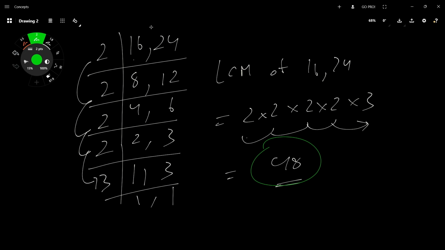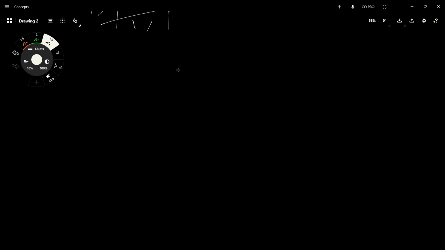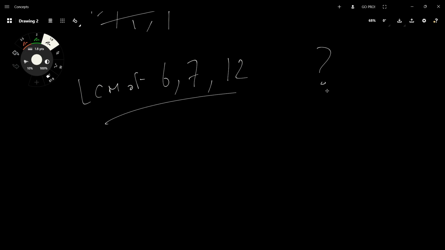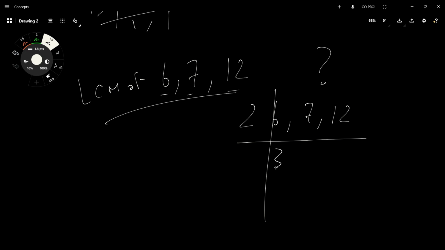Similarly, we can find the LCM of any numbers. Let us suppose we are given 3 numbers, so 6, 7 and 12. We have to find the LCM of 6, 7 and 12. So we need to find a number which is a multiple of 6, 7 and 12. We will apply the shortcut. We will take the common number which can divide by 2. So 2 times 3 is 6, 7 is not getting divided, so we'll simply write 7 as it is. And 2 times 6 is 12.